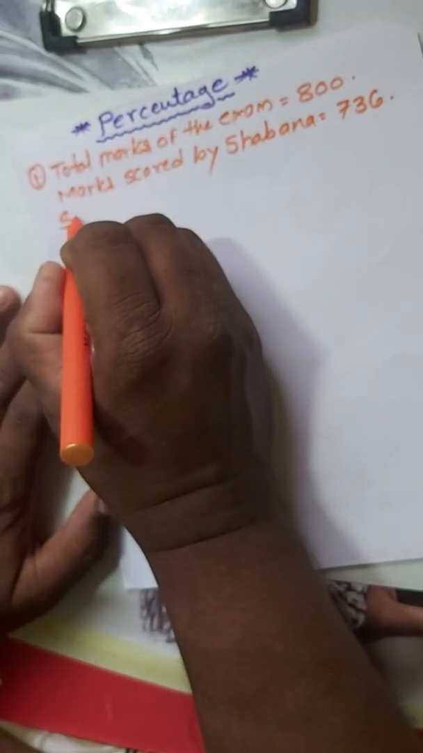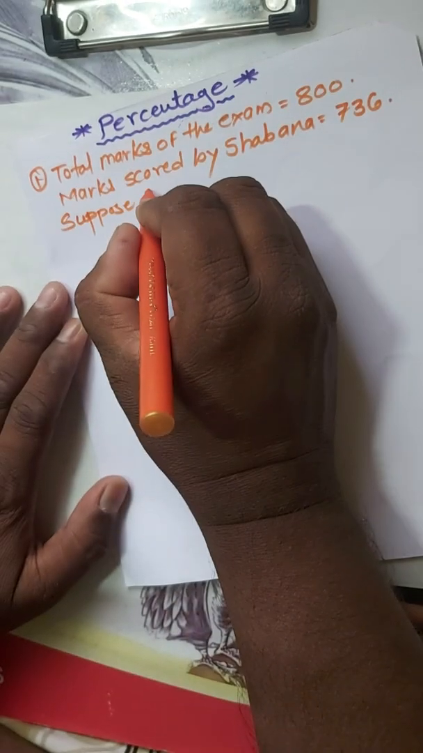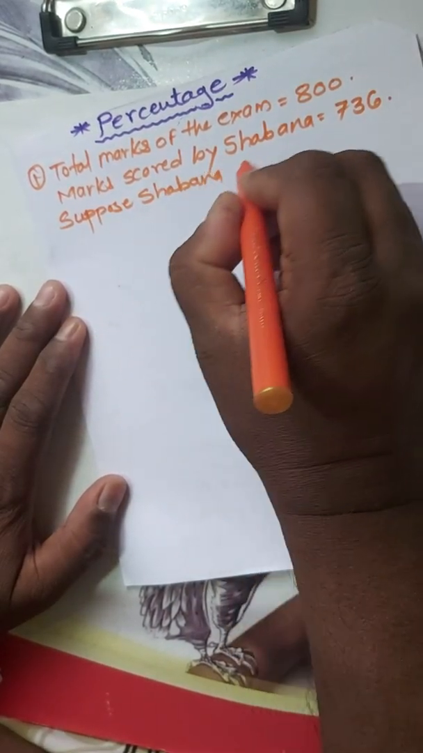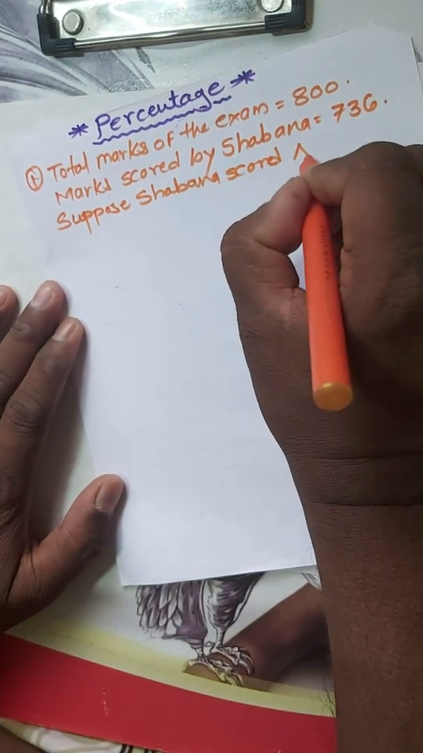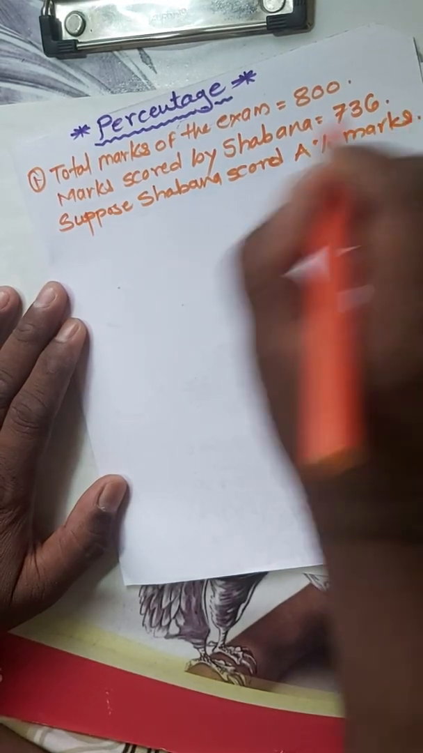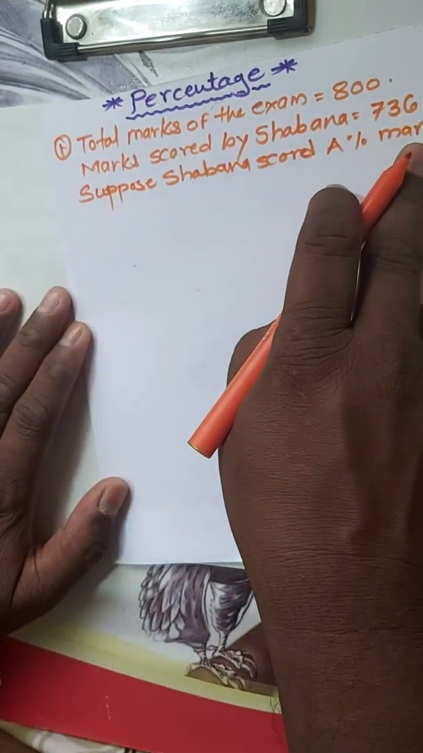Now suppose Shabana score a% marks. This is given in the textbook, that's why we'll solve like this.